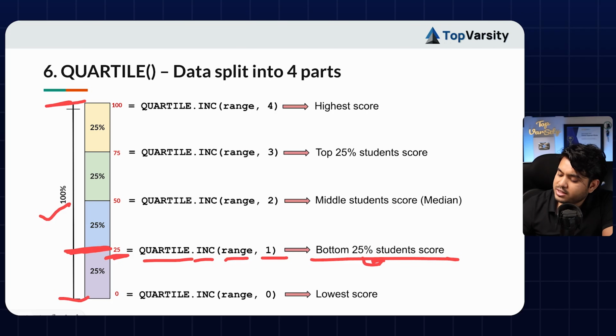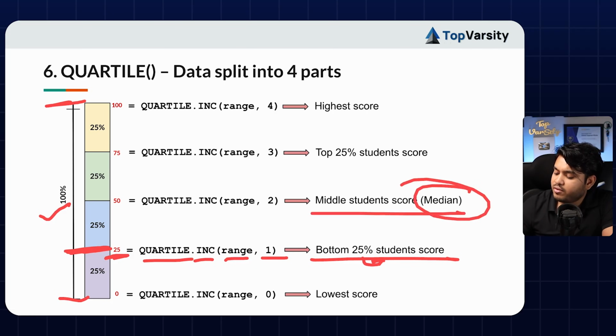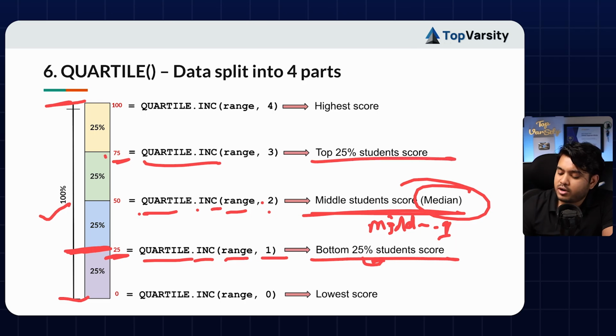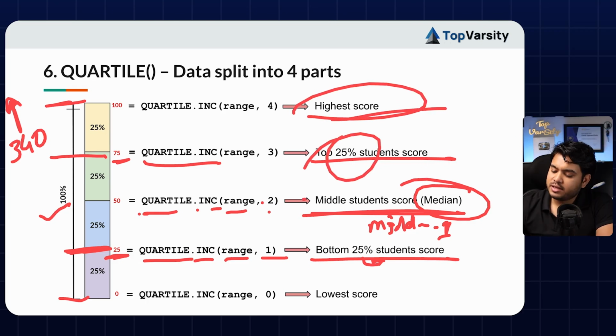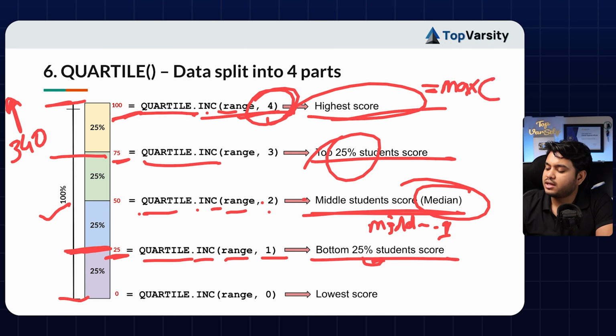If you want median, simple, we have the middle value. For median, we have our formula, which is MEDIAN, which we have seen in the first function only. You can use this formula also, QUARTILE.INC range comma 2, and you will get the middle score. If you want the 75th one, then you can use quartile for top 25 student scores. For example, here we are getting 340, then you will say above 340 marks, every student is in top 25. And the highest score is nothing but the maximum score. Whatever score you are getting, you write QUARTILE.INC range 4, or you can use our function MAX directly on the range.